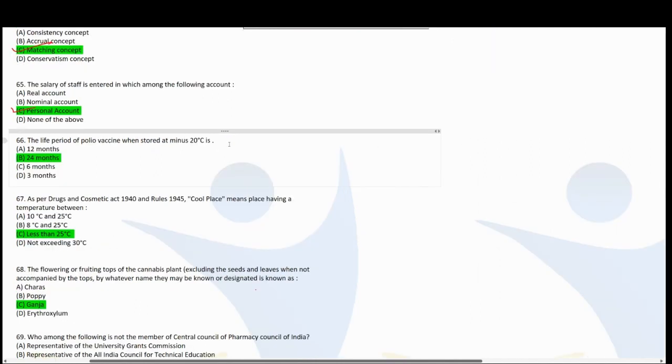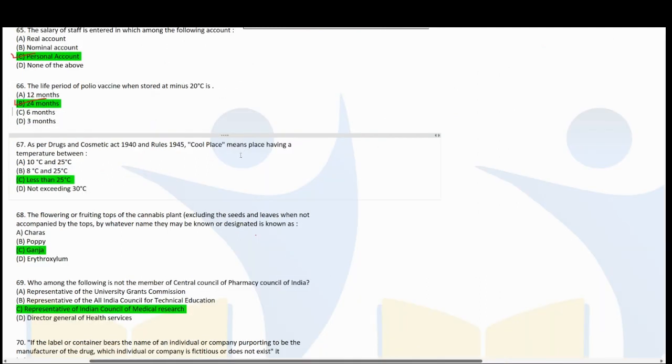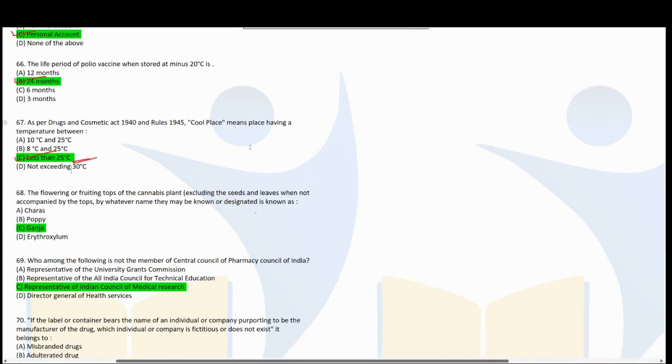Okay, the polio vaccine is stored at minus 20 degrees Celsius. How long can it be stored? Up to 24 months shelf life, we can store it. As per the Drugs and Cosmetics Act 1940 and Rules 1945, a cool place means a place having a temperature not less than 25 degrees Celsius. Option C. Right answer.